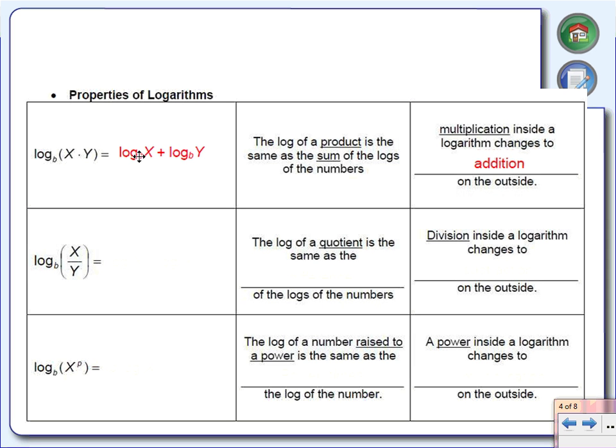Now the next one there goes to division. The next one says that log base b of x divided by y. What do we say about division? Division was going to be the same thing as subtraction. All right, so this can be written as log base b of x minus log base b of y. So we can write these as individual logs and subtract. So the log of the quotient is the same thing as the difference. And division inside a log changes to subtraction on the outside.